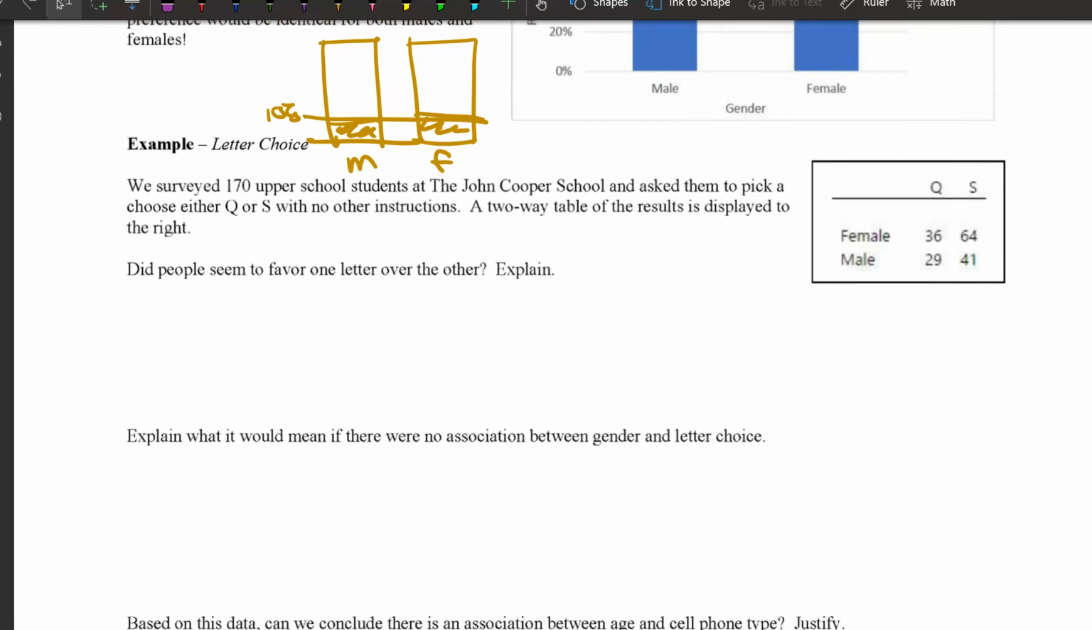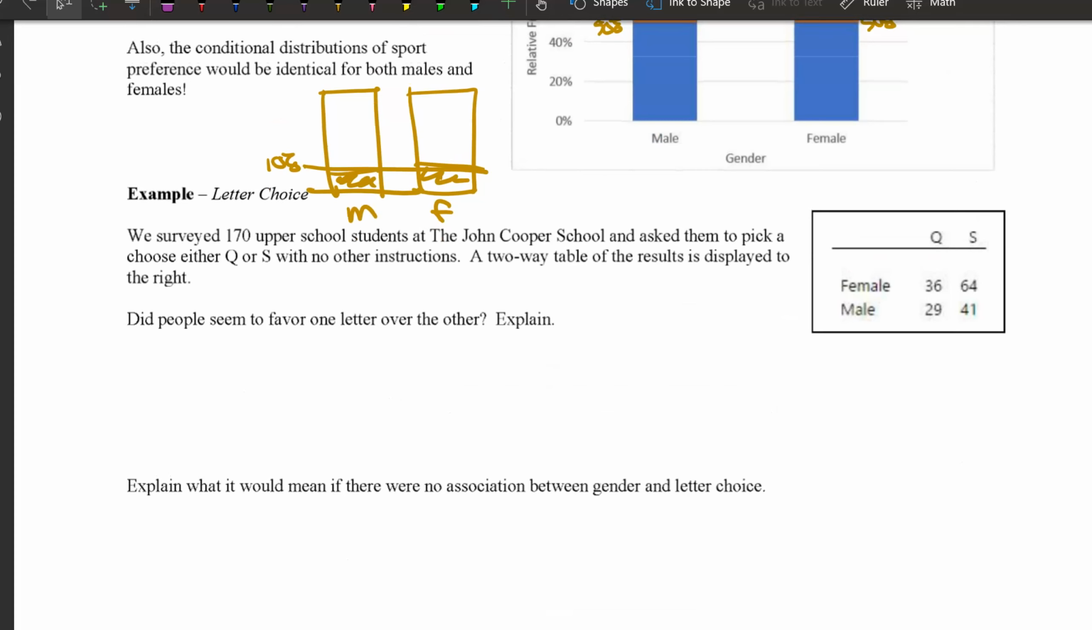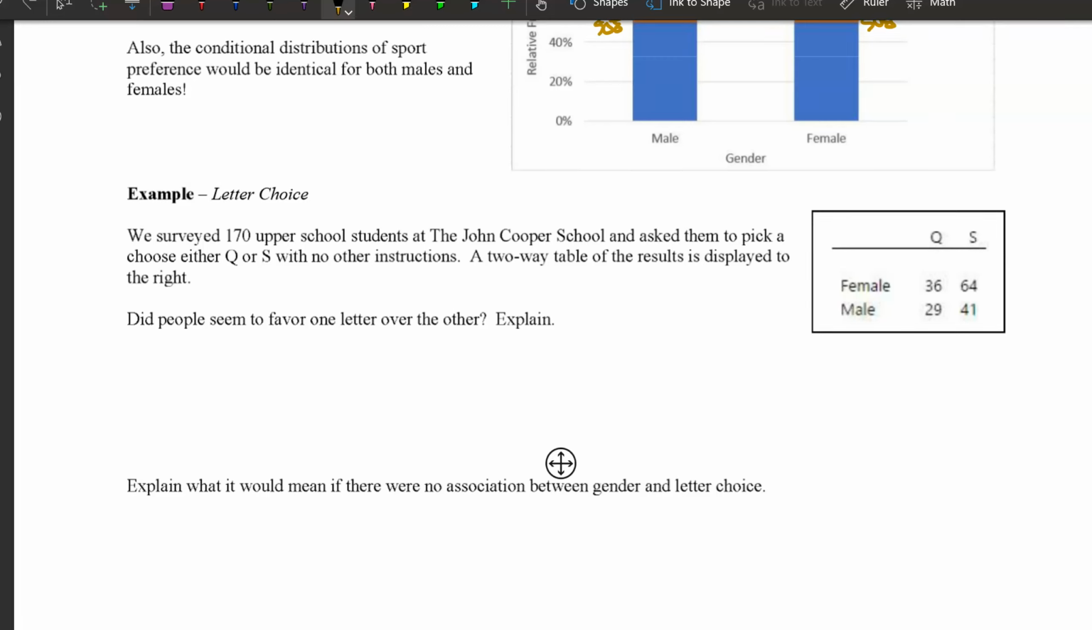All right, example, and then we're done with section 1.1. Letter choice. We surveyed 170 students at the John Cooper School and asked them to choose a letter, S or Q, with no other instructions. Here's the table to the right. I don't like that it doesn't have margins, so let's put some totals on here.